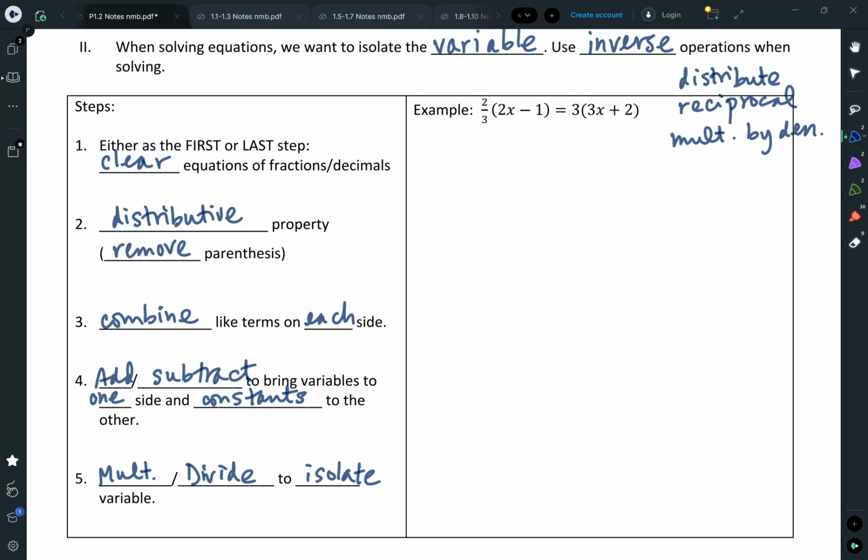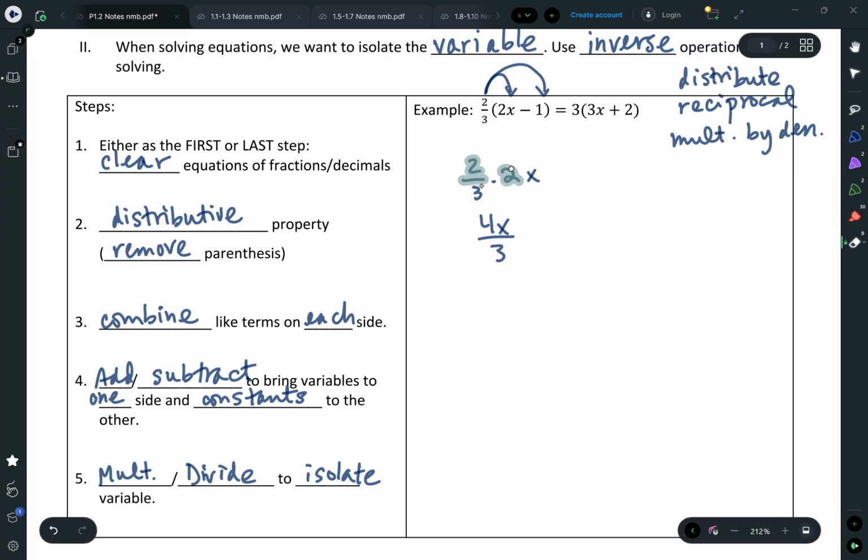So let's think it through. If I distribute, I'm multiplying 2/3 times 2, and then 2/3 times 1, really times 2x. So what would happen is we would have a 4x over 3. I'm not going to do that because I do not want fractions. I want to work the easiest way possible. So I'm not going to distribute.